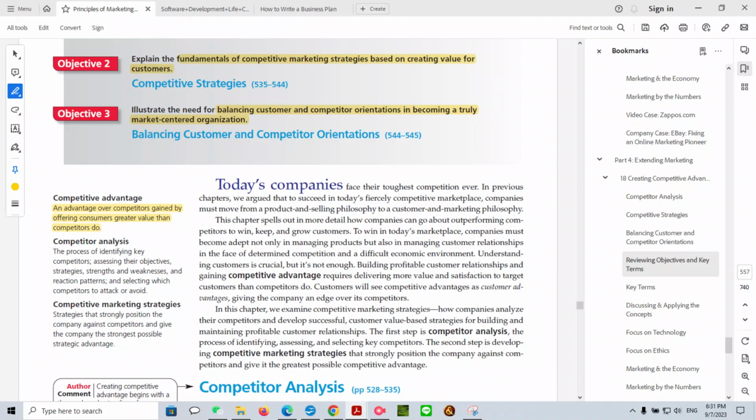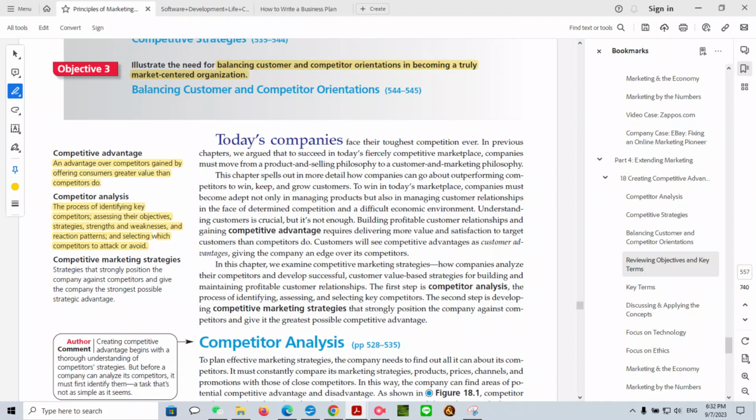Now, in terms of competitor analysis, that's the process of identifying key competitors, assessing their objectives, strategies, strengths, and weaknesses, and reaction patterns, and selecting which competitors to attack or avoid. For the third one, you have competitive marketing strategies. That is strategies that strongly position the company against competitors and give the company the strongest possible strategic advantage. It's about positioning. Okay?